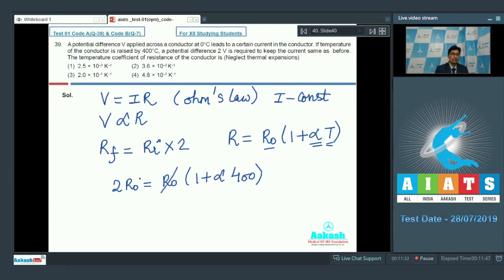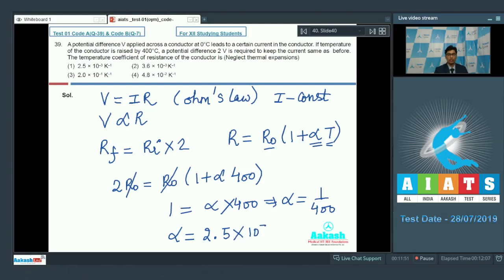Dear students, we can cancel R naught and we get 1 is equal to alpha into 400, or alpha is equal to 1 by 400. Solving this equation, we can easily get that alpha is equal to 2.5 multiplied by 10 raised to power minus 3, and the units of alpha is Kelvin inverse. So the correct answer for this particular question should be option number 1. Now dear students, let us proceed to the next question, which is question number 40.